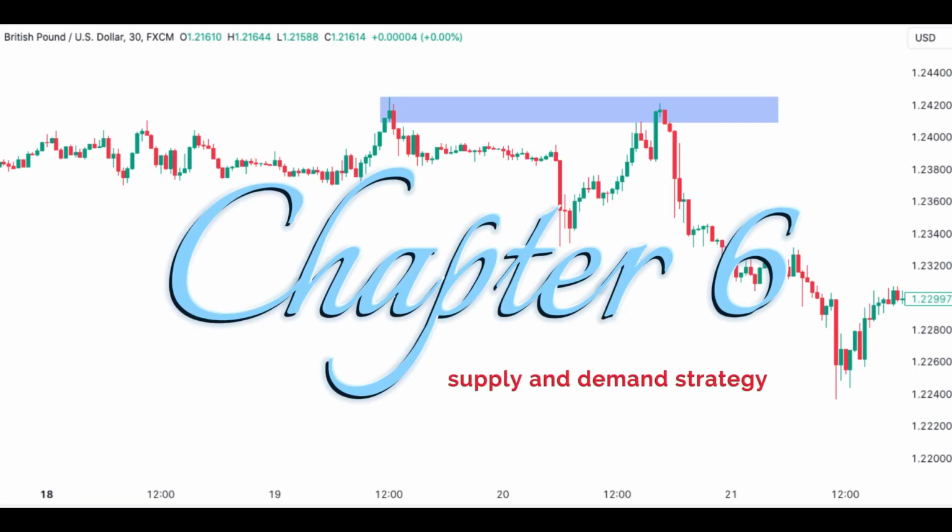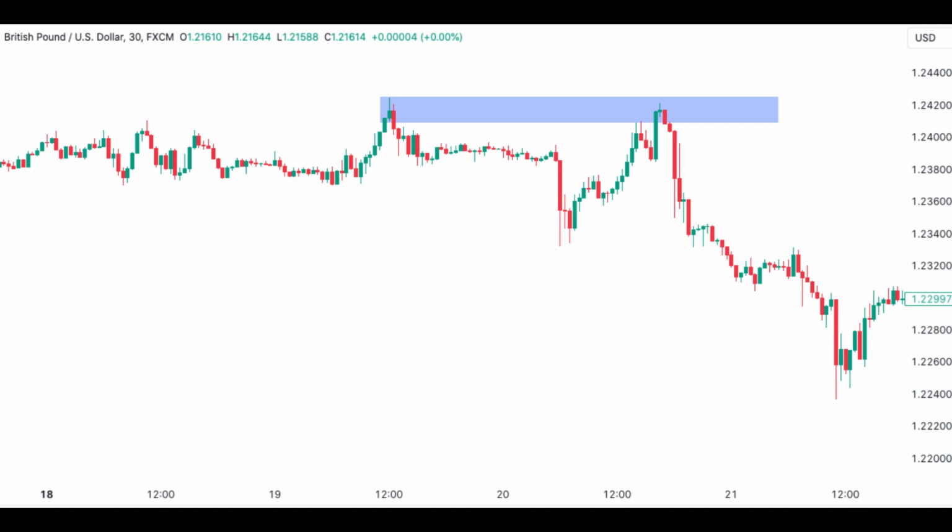Next strategy is the supply and demand strategy. The supply and demand remain one of the oldest technical analysis strategies used by traders. They are fundamental concepts that drive price movement in the financial market, and by mastering it, you can improve the quality of your trade. Now, how to identify the supply and demand zone?